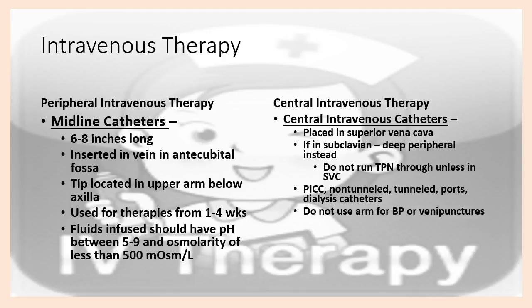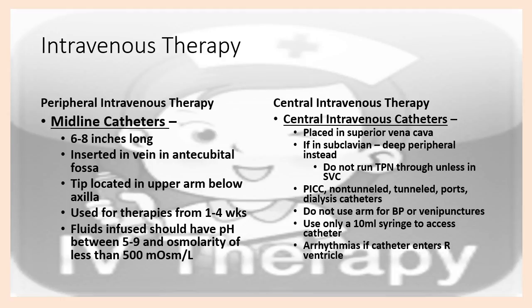Someone that has a central intravenous catheter, you do not want to use the same arm for blood pressures or venipunctures. With these type of IVs, you use only a 10 milliliter syringe to access the catheter. There is a potential for arrhythmias if the catheter enters into the right ventricle of the heart.